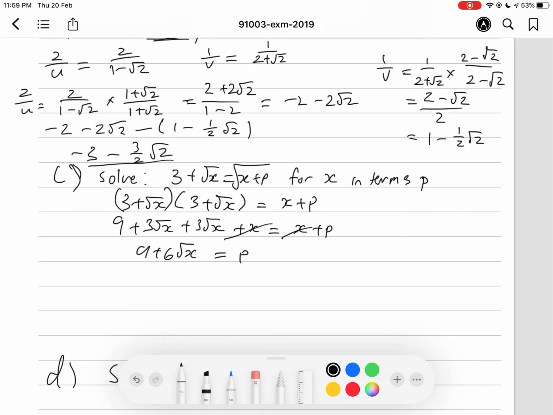Because if you square it right now, you end up with a lot more different terms, which is not great. If you move the 9 to the other side first, you'll just be left with 6 root x, which is extremely easy to square, and becomes 36x. So your 6 root x equals p minus 9. Therefore, 36x is equal to p squared minus 18p plus 81. So your x value is equal to p squared minus 18p plus 81 over 36.